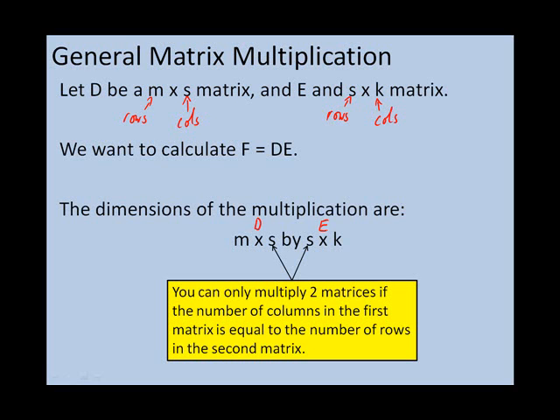Whenever you want to do matrix multiplication, the first thing you do is write out the dimensions of the multiplication. Then you can quickly see if it's possible to do the multiplication. You can only multiply two matrices if the number of columns in the first matrix is equal to the number of rows in the second matrix. If those two things are equal, you can do the matrix multiplication. If those two things are not equal, you can't do the matrix multiplication.